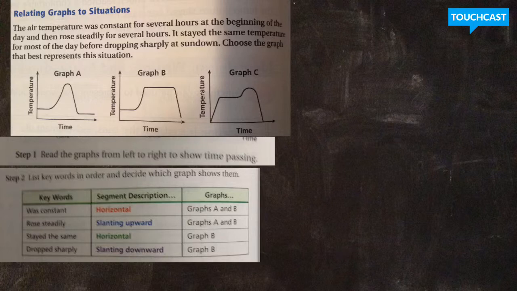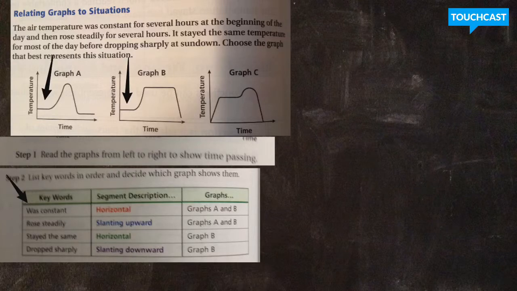So let's look at step 2. We need to list the keywords in order and decide which graph shows them all. Well, let's read the question one more time. The air temperature was constant. So that is important to notice. If our air temperature was constant, that's a horizontal thing on the graph, which we see right here in graph A and right here in graph B. But we don't see a constant start in graph C.